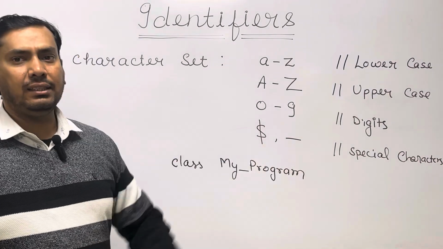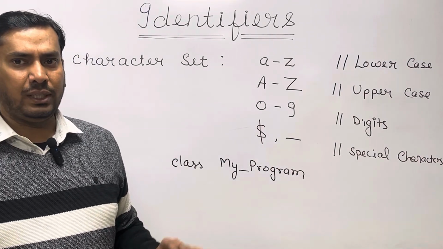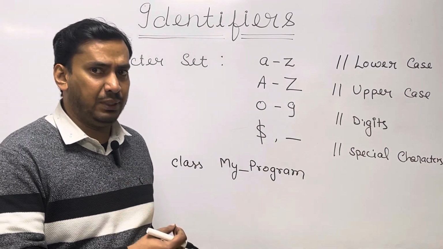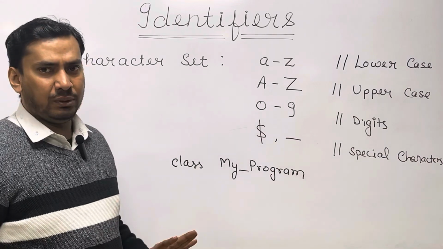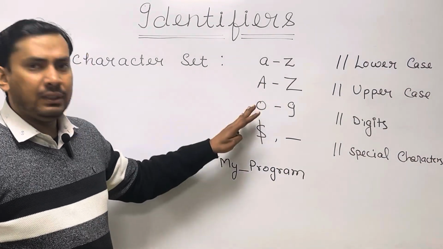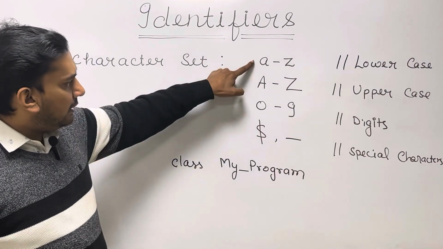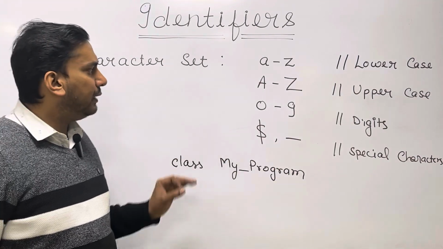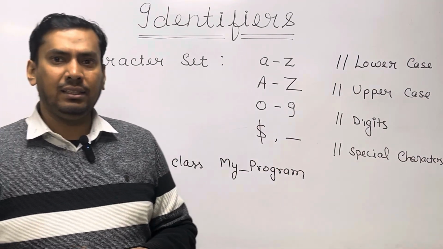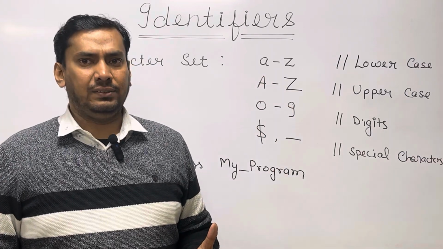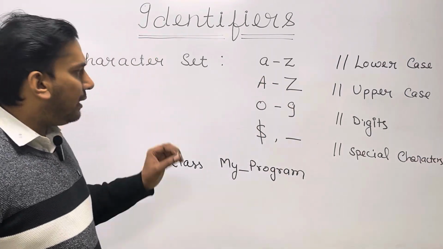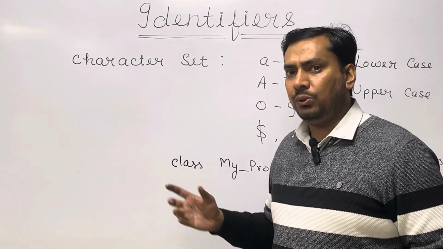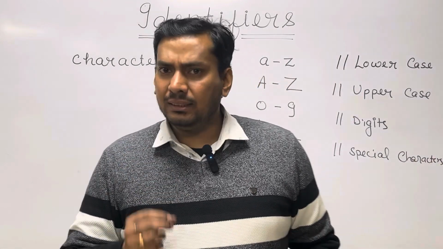Apart from this, any other special character is not allowed. You cannot use hyphen, comma, percentage, or ampersand; no other special character is allowed. So, how many characters in total? 26 plus 26 plus 10, 62, plus 2, 64. The total of 64 characters are there from where you can create any identifier. You can create any combination from these characters to create any identifier, but there are some restrictions.